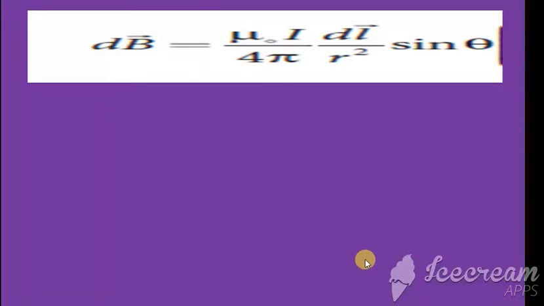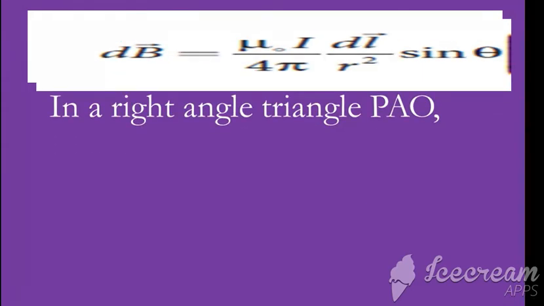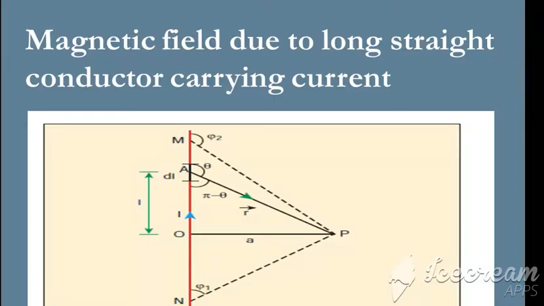Then, as we know from Biot-Savart law, we are taking the equation dB is equal to mu naught by 4 pi, I dl sine theta by r square. Now taking the right angle triangle PAO, first we are going to consider the triangle which is P, A and O.